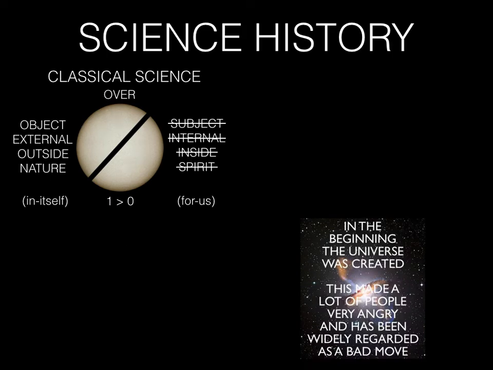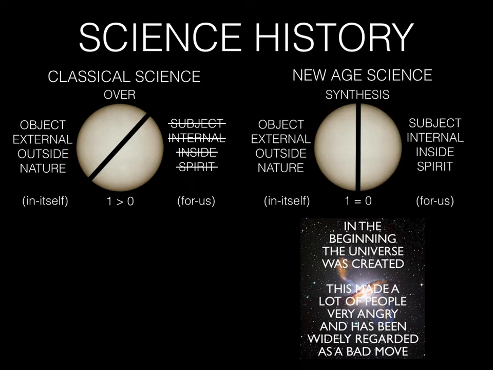Science, in contrast, is the ground of traditional naturalism. In the traditional conception, or the classical science, the object, externality, outside, and nature are seen as informing understanding of what objectively is the nature of the universe, over and above subject, internality, the inside, and spirituality. This system of classical science can of course be negated for a balanced synthesis, or a New Age science, where object and subject, external and internal, outside and inside, nature and spirit are seen as balancing each other and equal to each other.